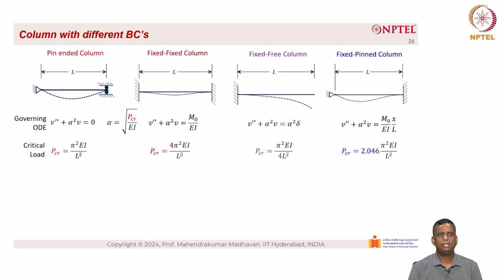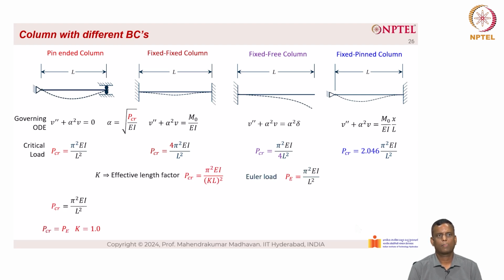So the critical load here for pinned end column is pi square EI by L square. For fixed it is 4 pi square EI by L square. For fixed free it is pi square EI by 4 L square. For fixed pinned it is 2.046 into pi square EI by L square.